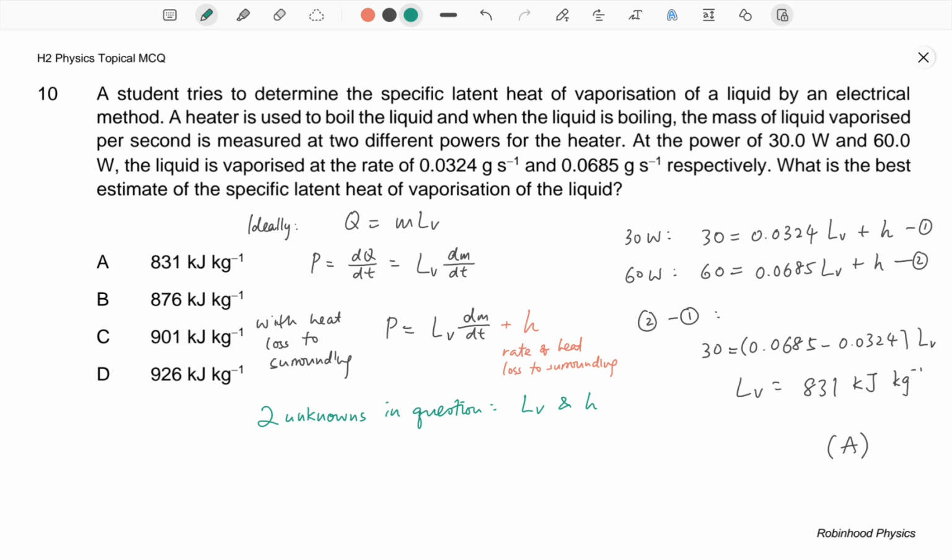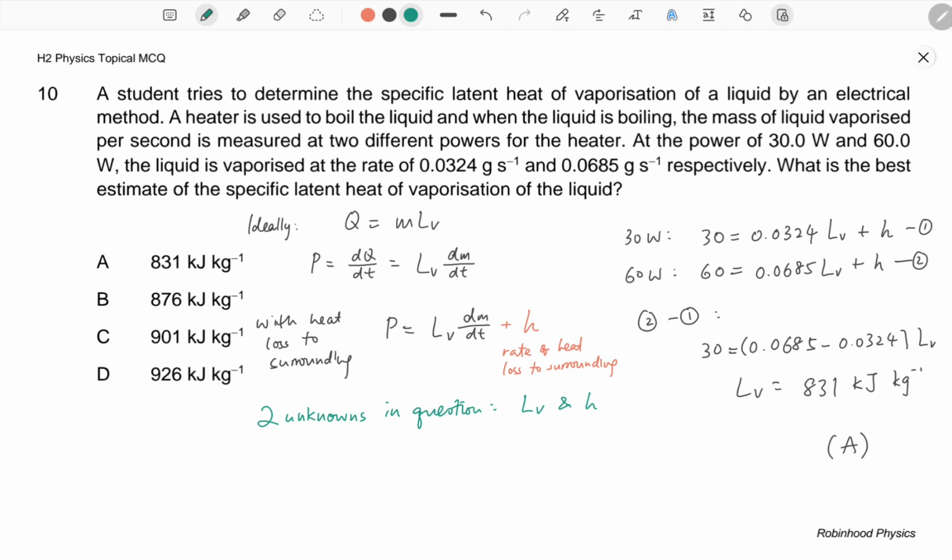In the ideal scenario, the heat supplied by the heater will be equal to the heat absorbed by the liquid. However, in the real world, there's actually heat loss to the surroundings as well. So P equals latent heat times dm/dt, which is the rate of vaporization, has to include a new term, which is a small h. So that is the rate of heat loss to the surroundings. This term is actually unknown, okay? And that is actually the reason why we do this experiment over two different powers.